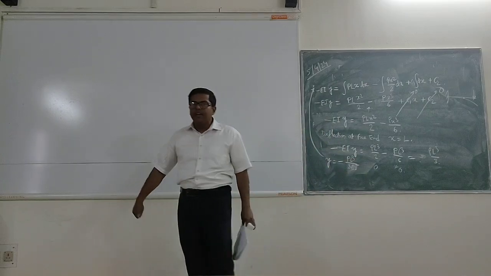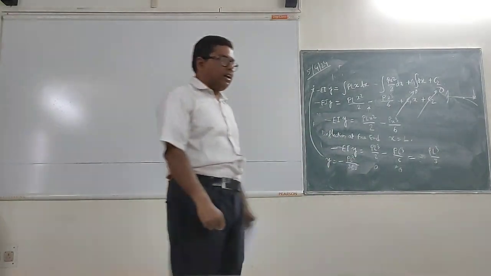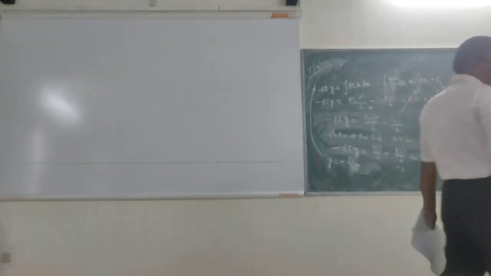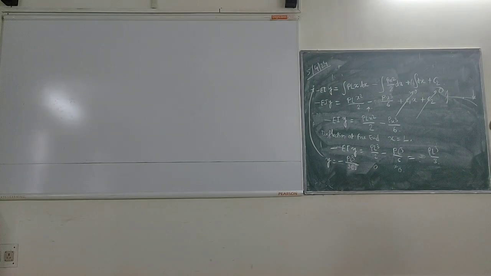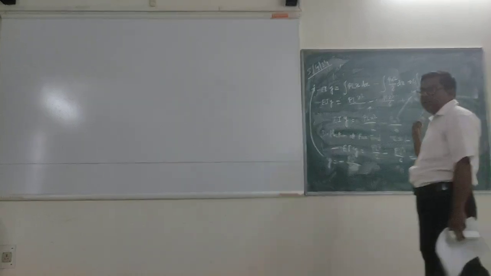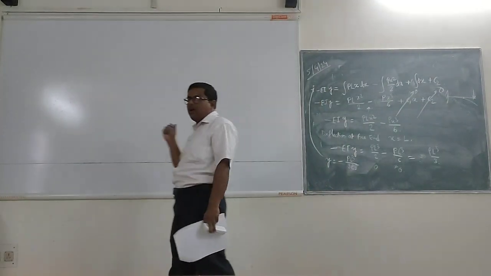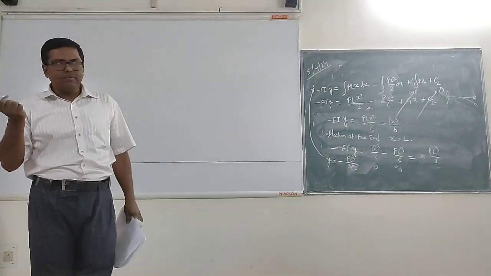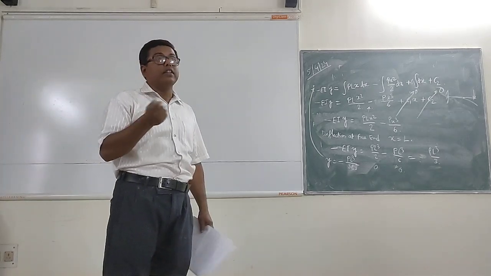What does this minus sign indicate? The minus sign indicates that the deflection is downward. So those who have come from a diploma will have learned that the deflection at the free end of the cantilever is PL³/3EI. Now have you understood how it comes? It comes through the double integration method.